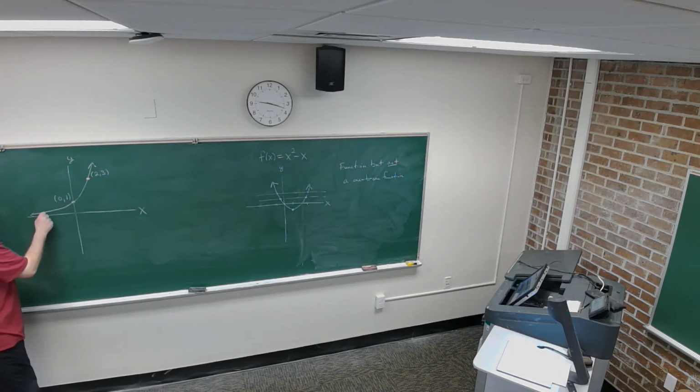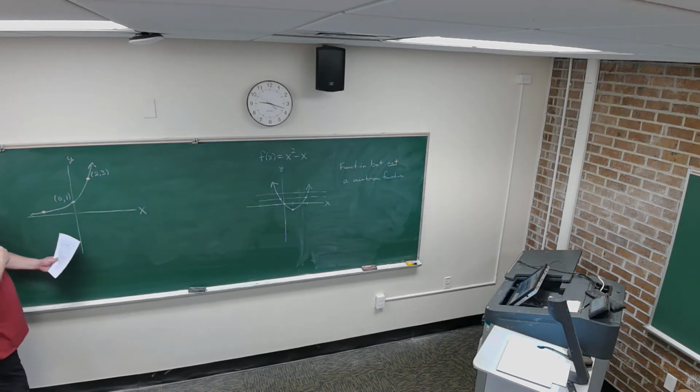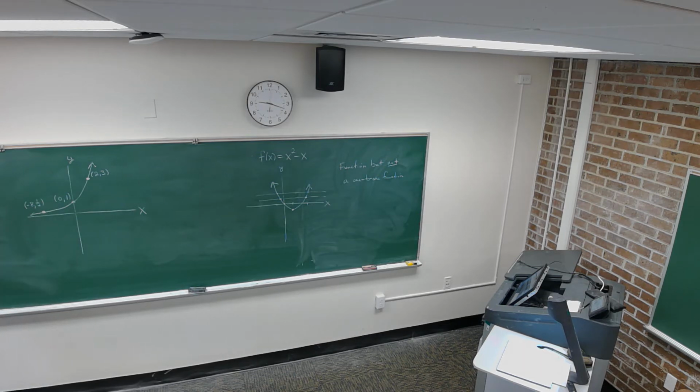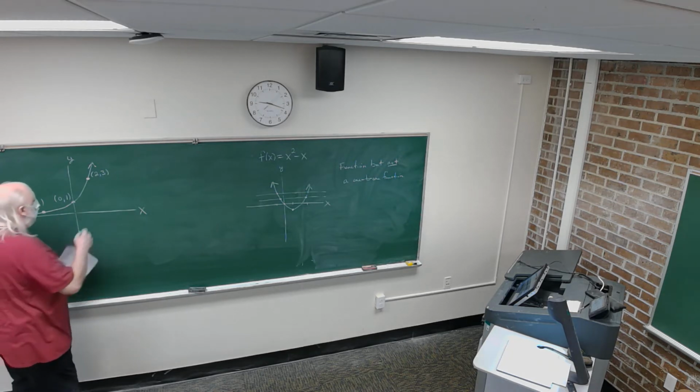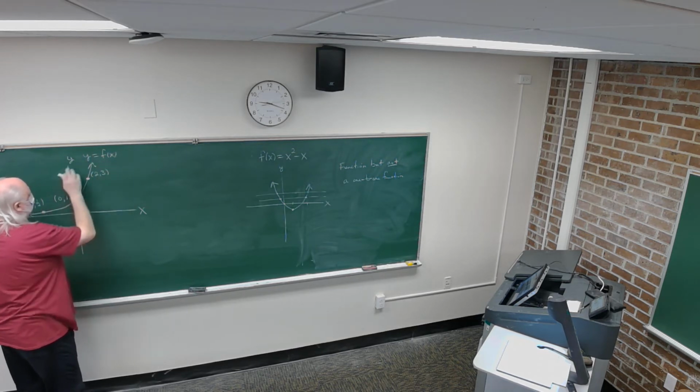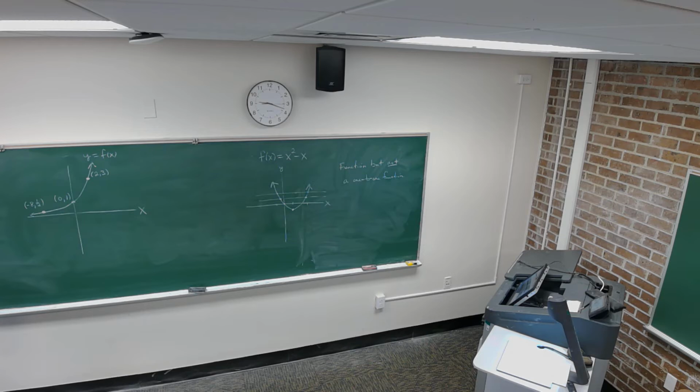And this point out here is the point (-8, 1/2). So this is the graph of y equals f of x. It's a one-to-one function, and so it has an inverse function.